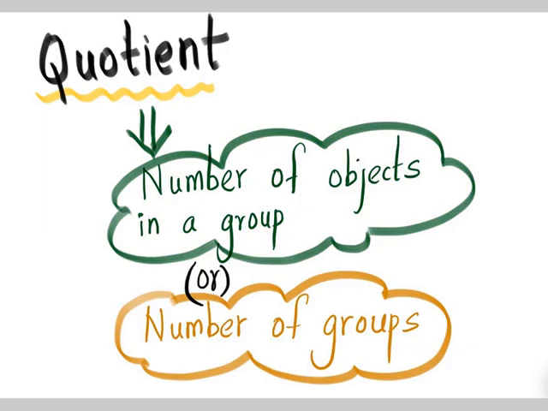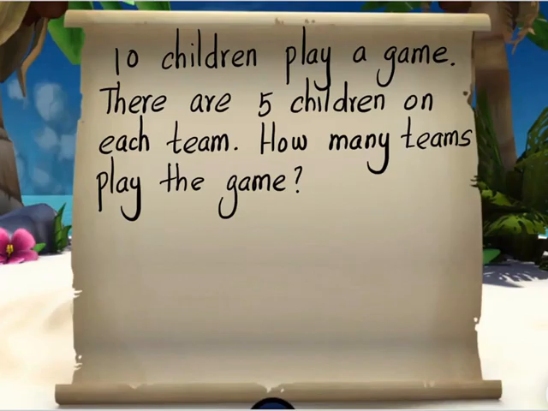Quotient is the number that we get as a result of the division process. A quotient can be the number of objects in a group or the number of groups. So in this problem, 10 children play a game. There are 5 children on each team. How many teams play the game? So that is a question.